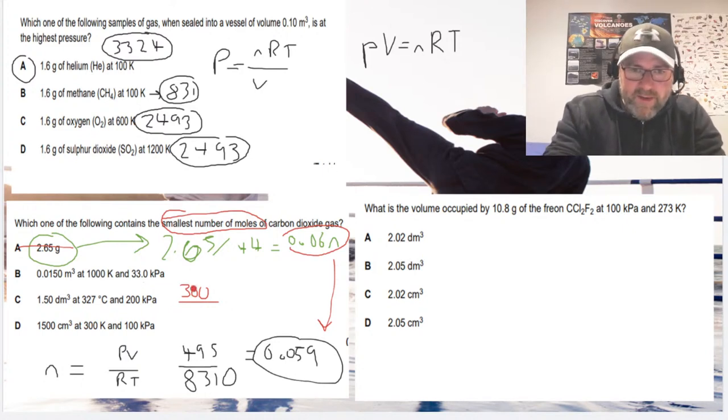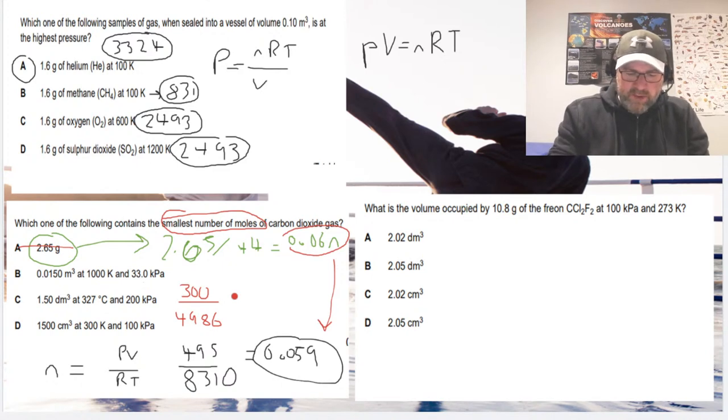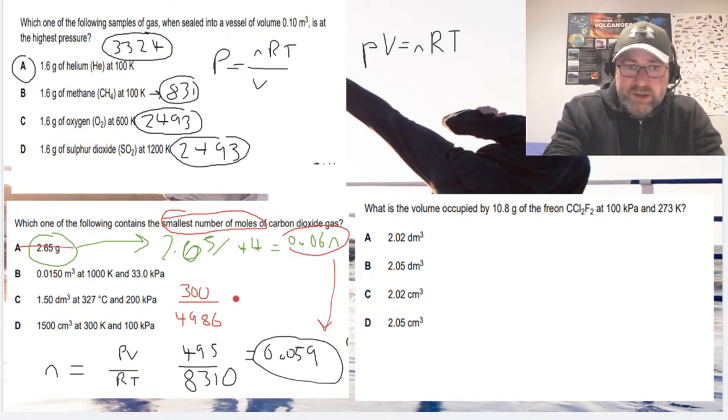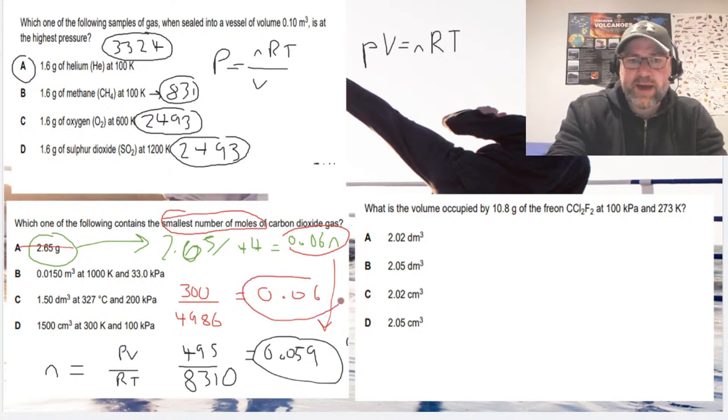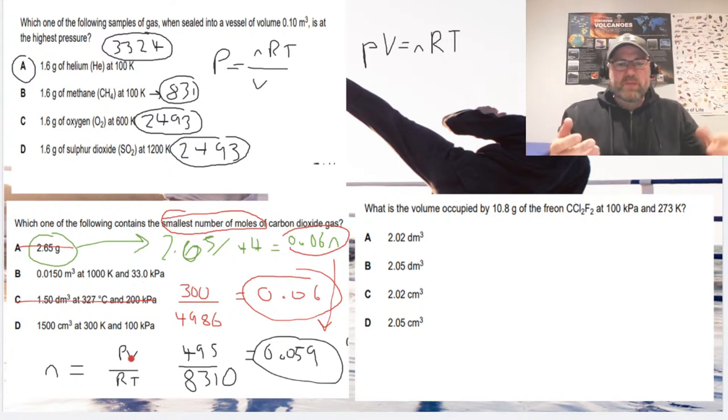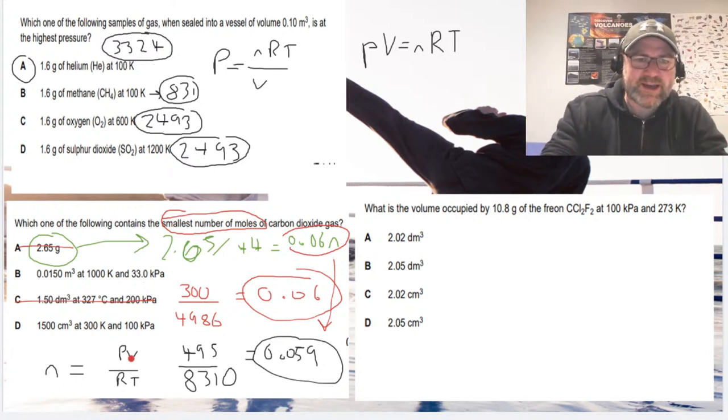And we get a big old number, 4986. And then we just want to put that in. And this is too big, 0.06 again. So again, we can get rid of this one. That's not the smallest number of moles. The answer is probably B, but we just need to check it just in case.